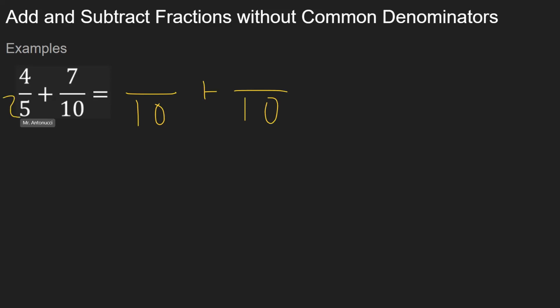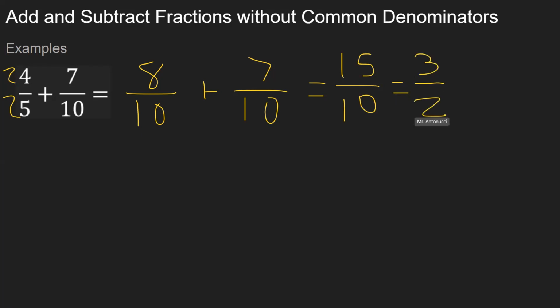And we know that 5 times 2 gives you 10. So multiply the numerator by 2, you get 8. All right. So you would have 8/10 plus 7/10, which is 15/10. Now 15 and 10 both have a factor of 5, so you get 3/2, which that's fine. But since this is an improper fraction, in other words, the numerator is greater than or equal to the denominator, you can convert it to a mixed number of 1 and 1/2.